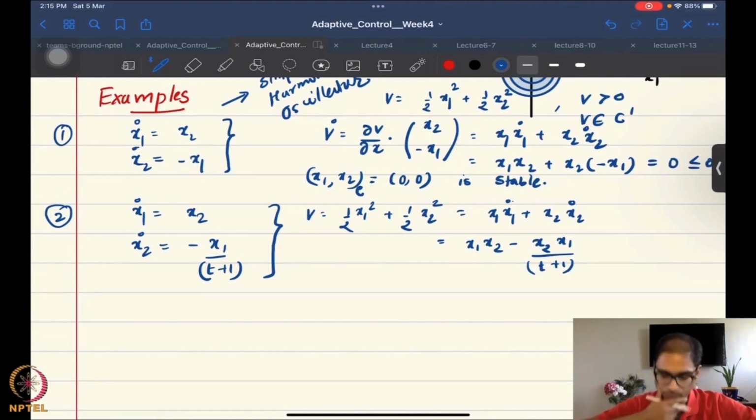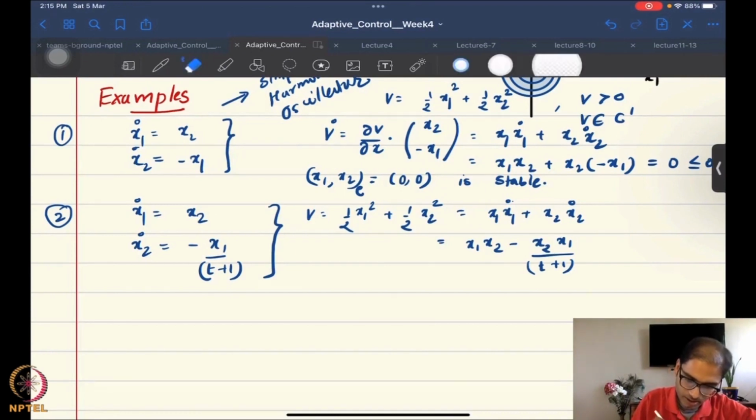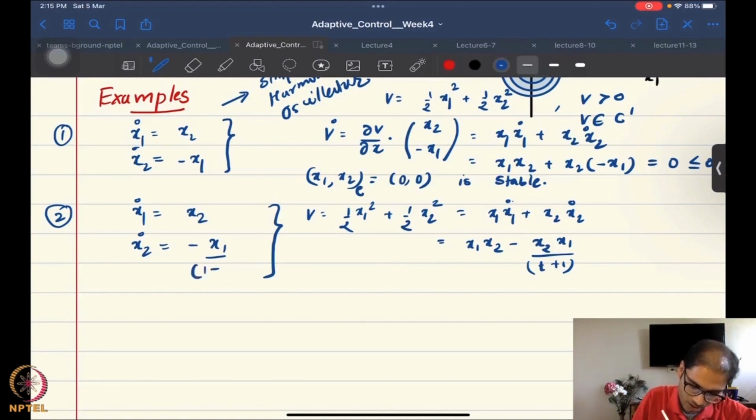Okay, so let's see if we can do something else. In fact, maybe I will not be able to do something for this case. I'm going to slightly change this example to this.